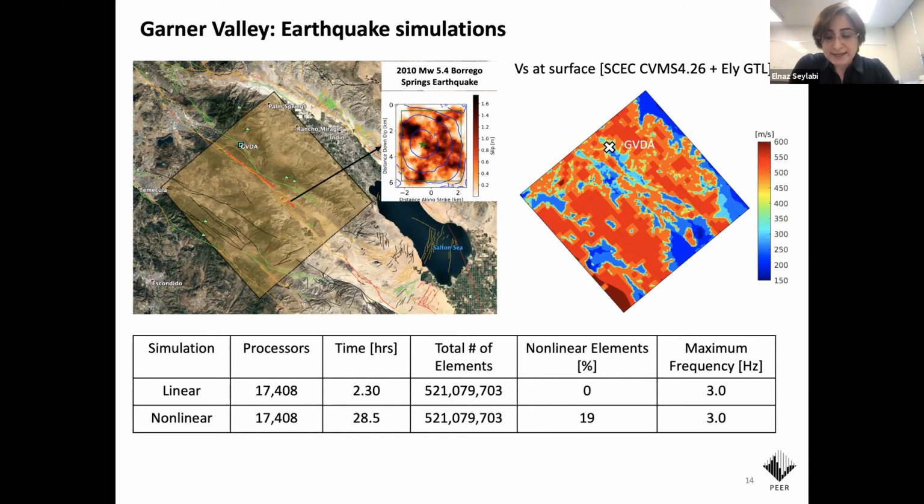For the nonlinear case, we had about 20% of our elements go nonlinear, and we set the maximum frequency to be 3 Hz and the minimum shear wave velocity to be 250 meters per second. And when you take a look at the runtime, you see that for the nonlinear case, the time was about 14 times that of our linear analysis. And for that, we used basically the Stampede supercomputer.